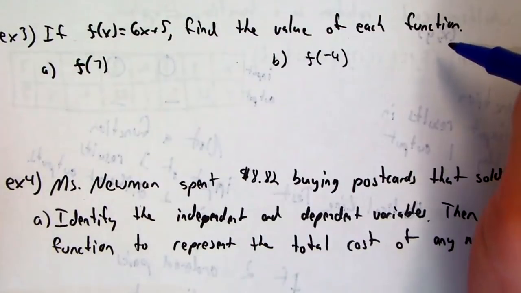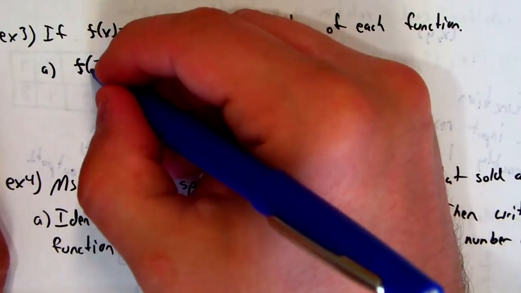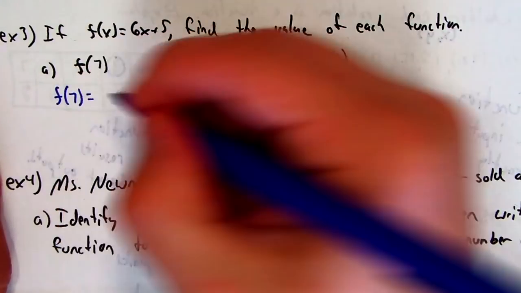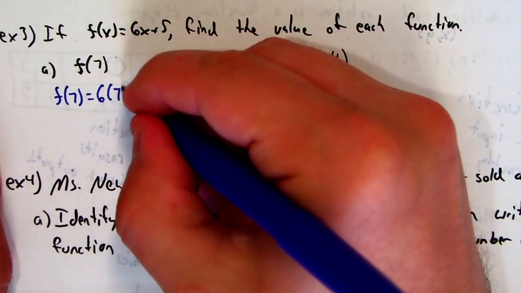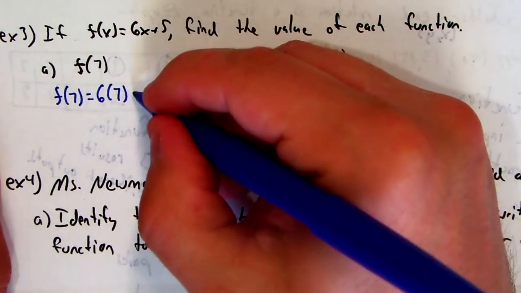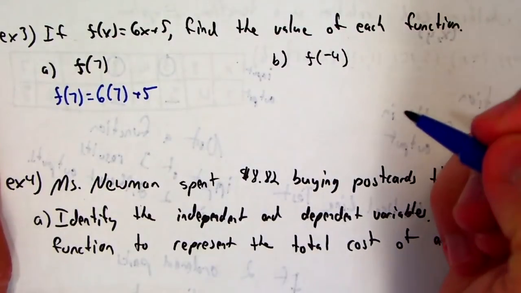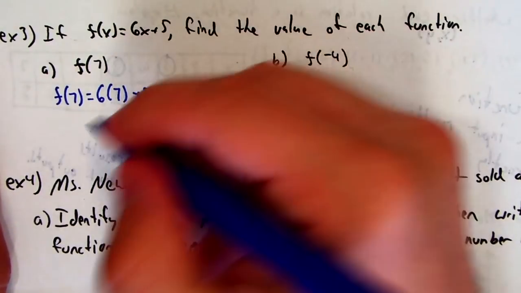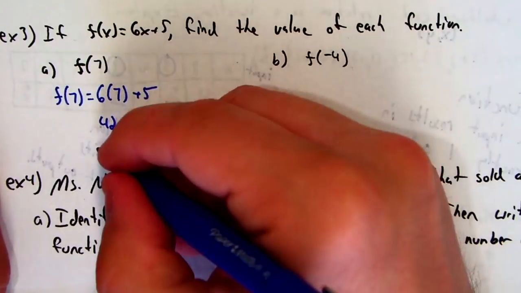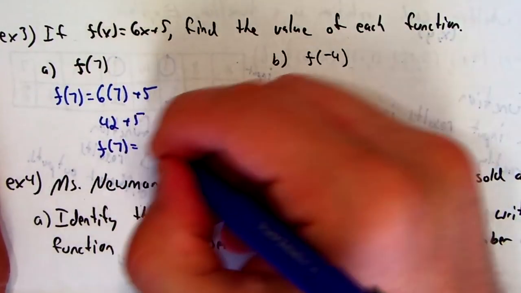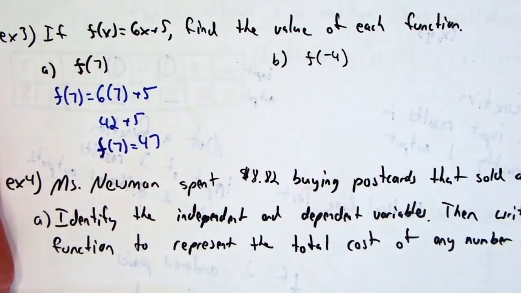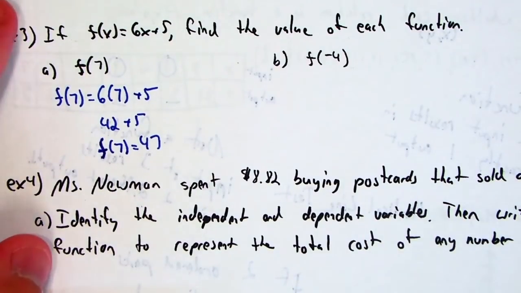So let's talk about just some simple functions here. If f of x equals 6x plus 5, find the value of each function. So the way that we do this is f of 7 equals 6 times 7. We substitute the 7 where the x was, and we add 5. So 6 times 7 is 42. 42 plus 5, so f of 7 is 47.